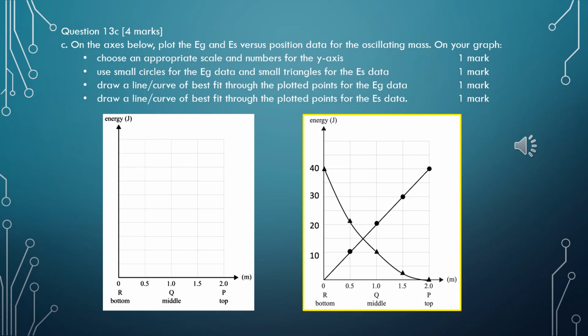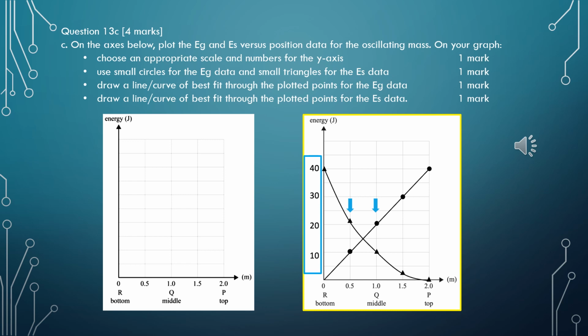On the axes below, plot the EG and ES versus position data for the oscillating mass. 4 marks are awarded for this question. 1 mark is awarded for an appropriate scale and numbers for the y-axis. 1 mark is awarded for an appropriate label for EG and ES. 1 mark is awarded for the best fit through the plotted points for EG or ES data.